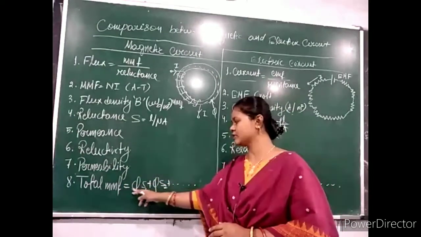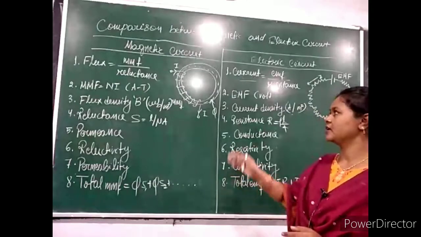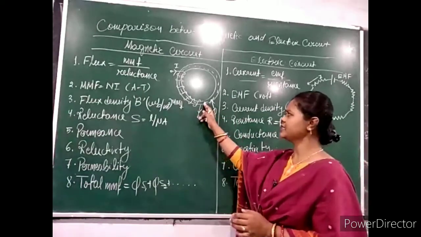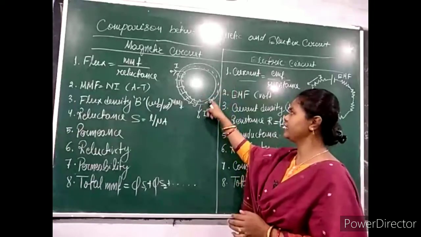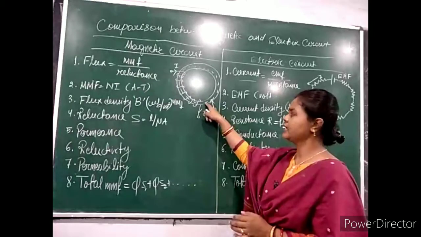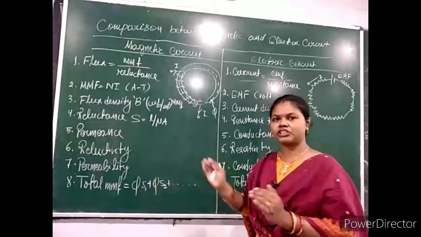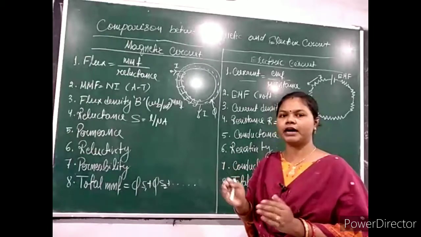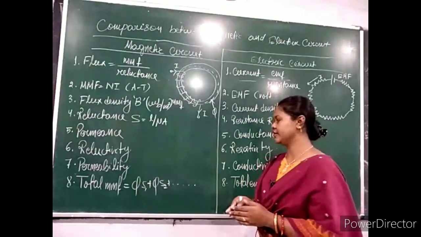Then the last one, the eighth point. In a magnetic circuit, total MMF is equal to the summation of MMF of the different paths. Now see, this is a coil. If I take different cross-sectional areas in this ring, then the summation of the MMF of each path gives the total MMF of that magnetic circuit.